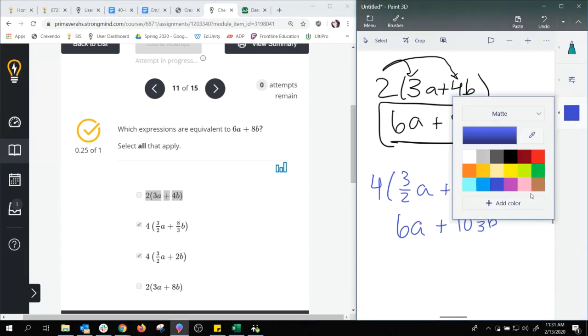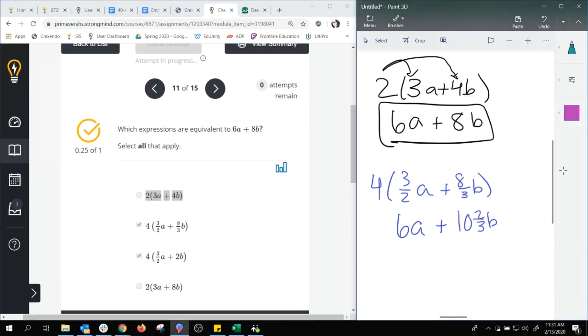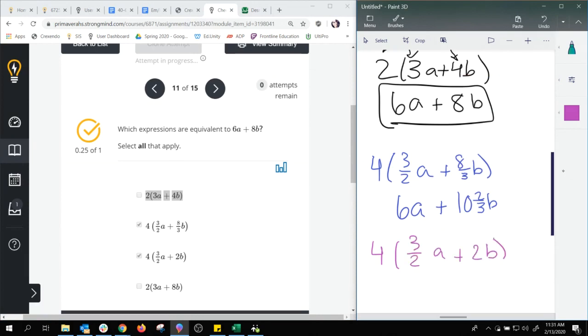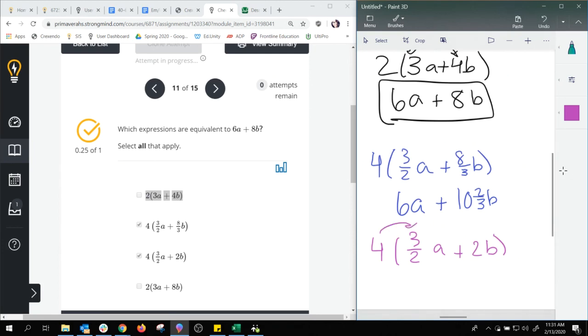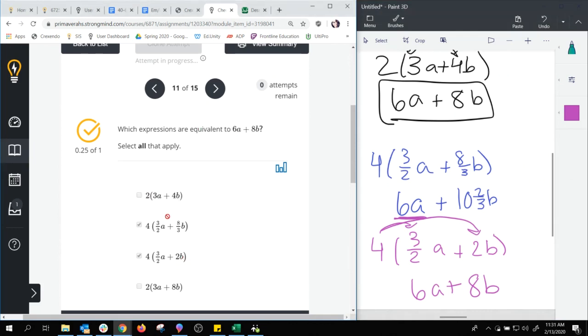Let's try the third one. I have 4 times 3 halves a plus 2b. Well, I know from this first one that when I do 4 times 2/3, I'm going to get 6a because that's what I have up here. And 4 times 2 will give me 8, which is what I'm looking for because I'm looking for that 8b, right? So I want to pick that first one. So 2 times 3a plus 4b. And then 4 times 3 halves a plus 2b.